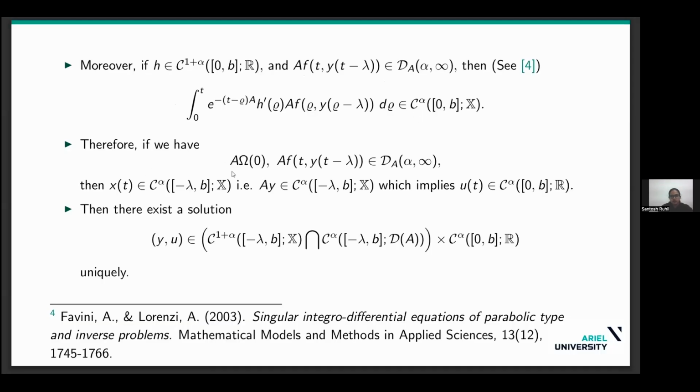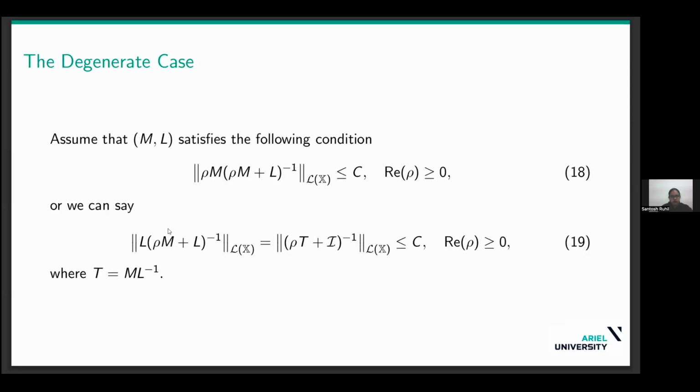And so, if we have these properties, then our solution x(t) will be in C^alpha space, and this x(t) is given by this Ay. So Ay will be in this C^alpha, which implies that Au will be in C^alpha. So there exists a solution. This is given by this pair, which exists uniquely.